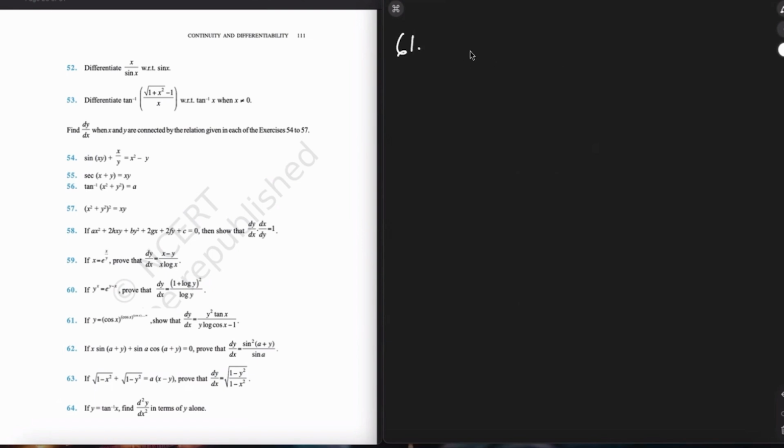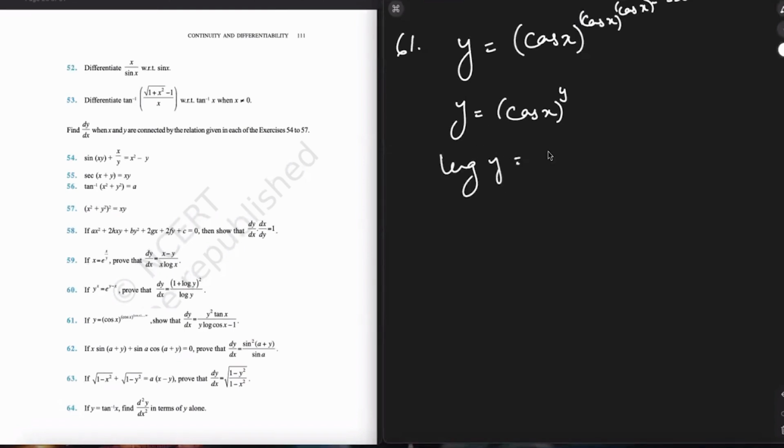So in question number 61, y is equal to cos x raised to the power cos x raised to the power cos x and so on. So can you write it like this? If it is going till infinity, we can definitely write it like this. Then I'll ask you to take the log of it. So upon taking the log, log y is equal to y log cos x.